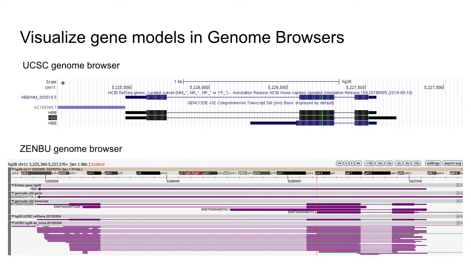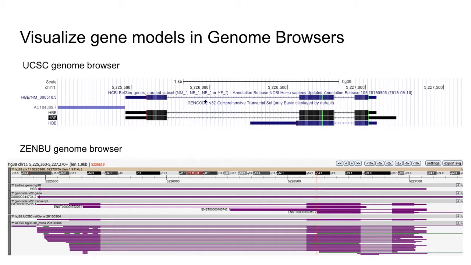So you have basically a one-dimensional representation of the genome. So here we are on chromosome 11, and here you have the coordinates. You see with the scale bar that this is a 1 kilobase window, so the whole window here might be 2 kilobases long. It's centered on a specific gene, and this is the hemoglobin gene, the human hemoglobin gene, just as one example.